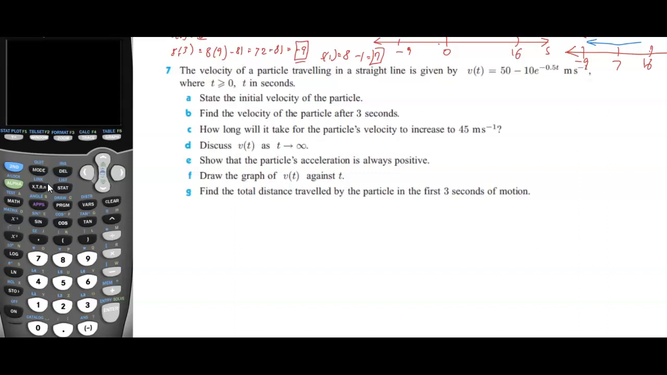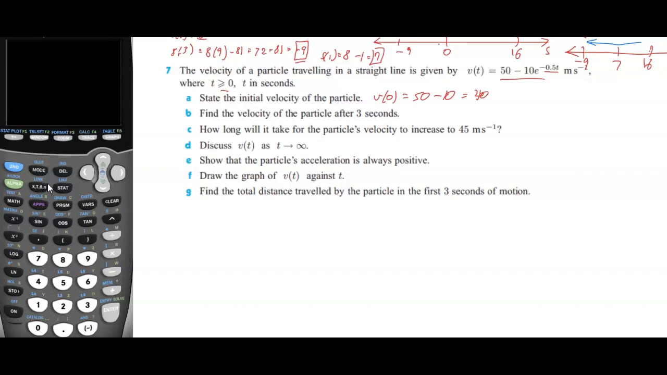The velocity of the particle traveling in a straight line is given by velocity equals 50 minus 10e to the negative 0.5t, where t is positive. State the initial velocity of the particle. The initial velocity of the particle can be found by putting t equals 0 in there, because that's the initial velocity. It would be 50 minus 10 and e to the 0, which is 1. So 50 minus 10 is 40. That's the initial velocity of the particle.